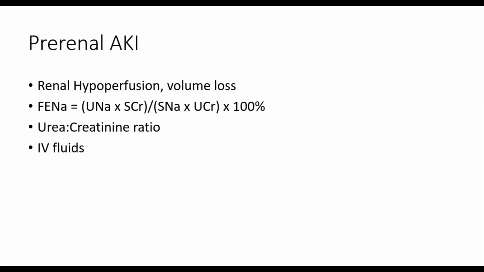In contrast, in ATN or acute tubular necrosis, as its name implies, the damaged or necrosed tubular cells are not able to reabsorb sodium, and so there will be more sodium excreted in the final urine. Therefore, the fractional excretion of sodium would be relatively high in an ATN, generally more than 2% as a cutoff.